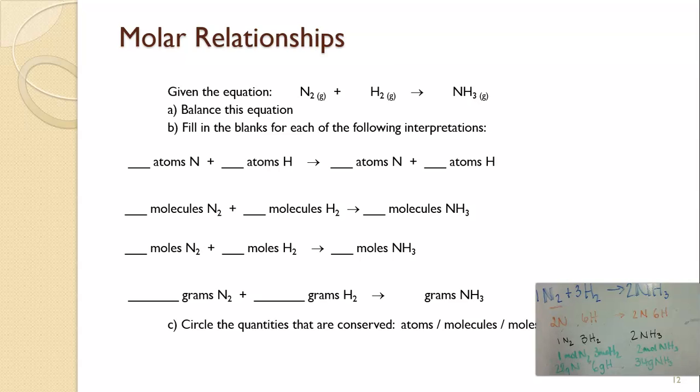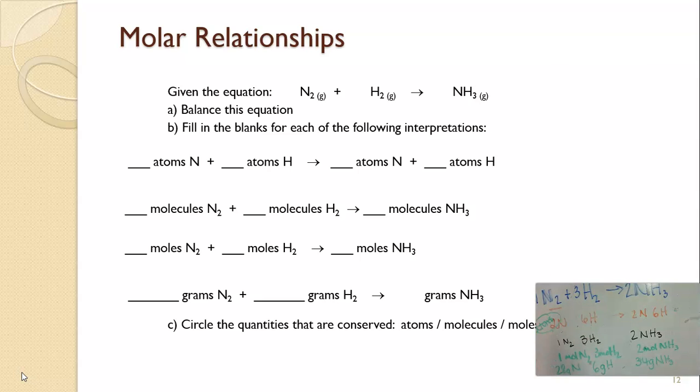Okay, so what doesn't change? Well, our atoms aren't going to change. Things that are conserved. Moles don't change? Moles are going to be the same as our coefficients, but they don't stay the same on either side. Neither does the number of molecules. Molecules and moles, neither one of them stays the same. But what does stay the same? The atoms. So atoms are conserved.